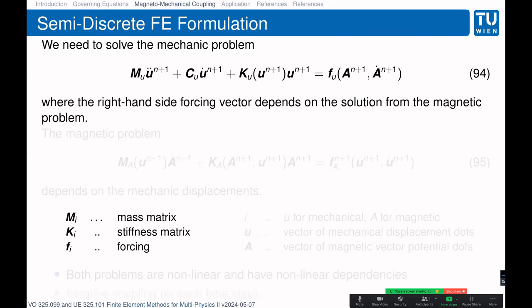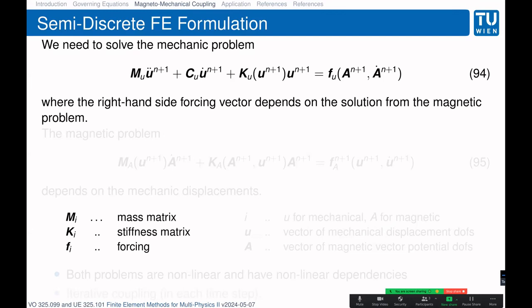Okay, now we have computed the forces. No matter which principle you use for this, you get a semi-discrete finite element formulation for mechanics. This is our common mass matrix, damping matrix, potentially a stiffness matrix, which is typically non-linear, which is why it depends on the displacement u. And you have right-hand side forces. And the right-hand side forces depend on the magnetic vector potentials, either from the next time step, and they can also depend on the time derivatives of the magnetic vector potentials.